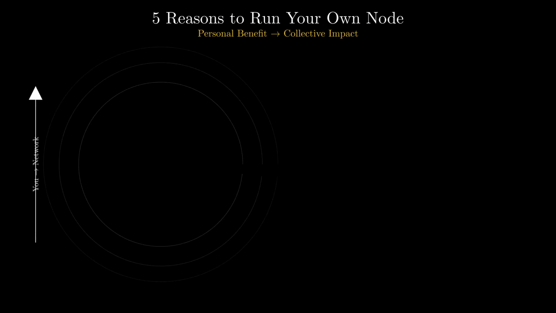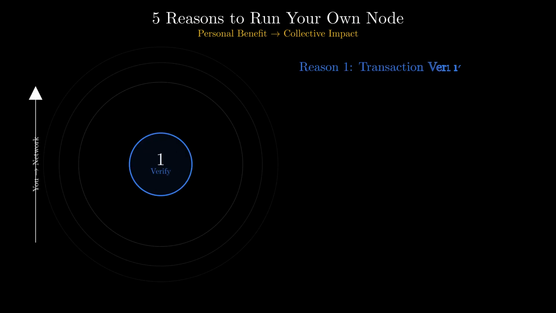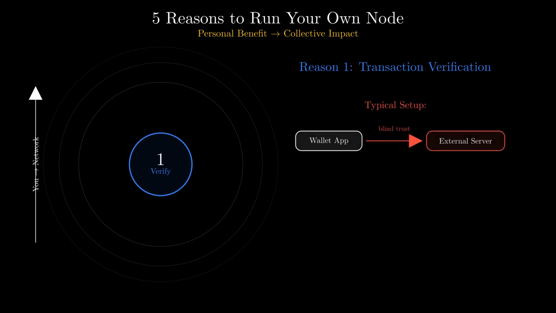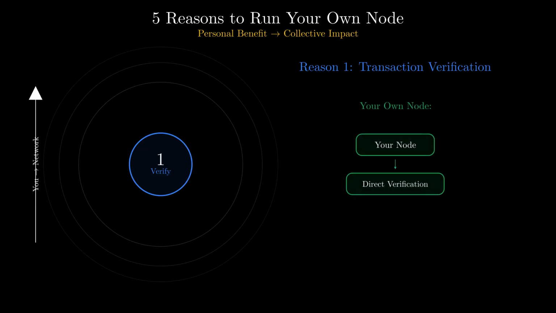5 reasons, moving from personal benefit to collective impact. Reason 1, transaction verification. When you run your own node, you verify every incoming payment independently. Most wallet apps don't do this. They connect to someone else's node or a centralized server and trust that server to report your balance accurately. That server could be wrong, it could be compromised, it could lie. Your own node removes that dependency entirely. You check the math yourself.